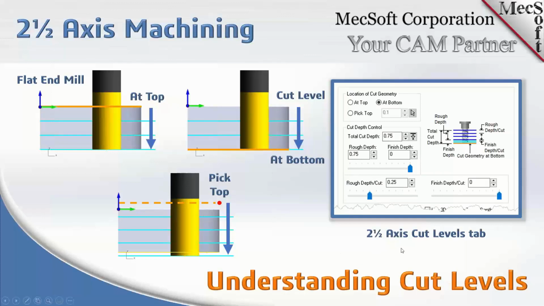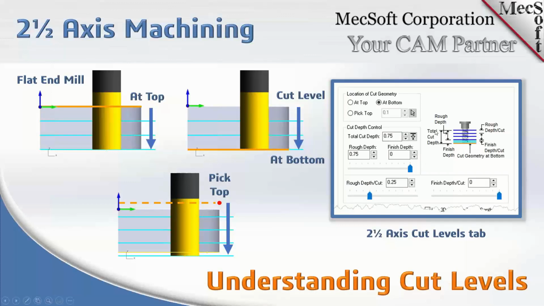Now, a little bit more about this dialog on the right. If you look at that illustration, the dialog icon, it tells you how this is working. So you got the location of your cut geometry. In this example, it's at bottom, okay? And for the total cut depth, it's 3/4 of an inch.